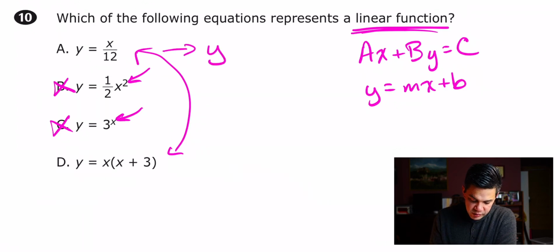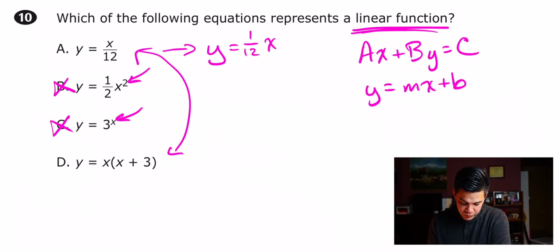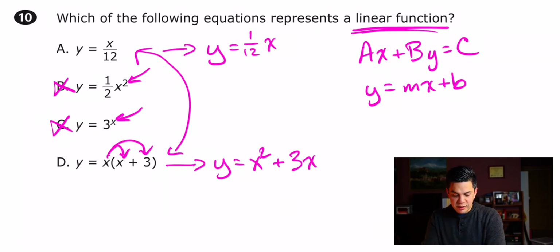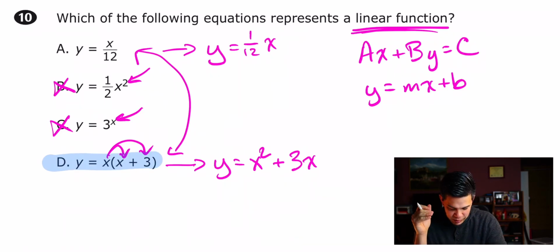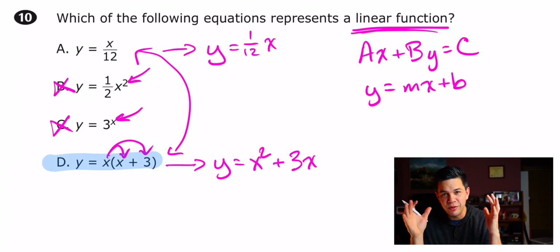We can write this as y equals 1/12 x, right? And we can also rewrite this one as y equals, well, x times x is x squared plus x times 3 is 3x. So even though this one looks like it would be a linear equation because there's no exponent when you first look at it, if you multiply it out, get rid of the parentheses, use the distributive property, you'll see that there is a square up there.